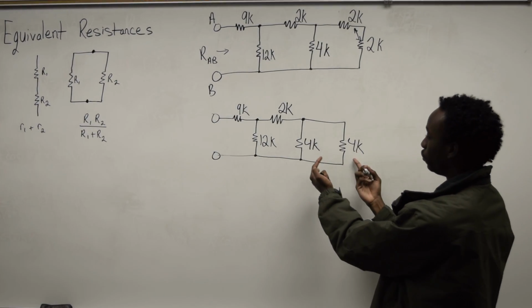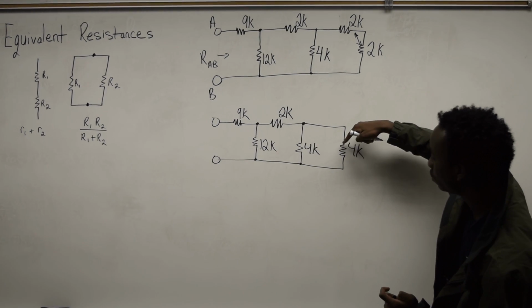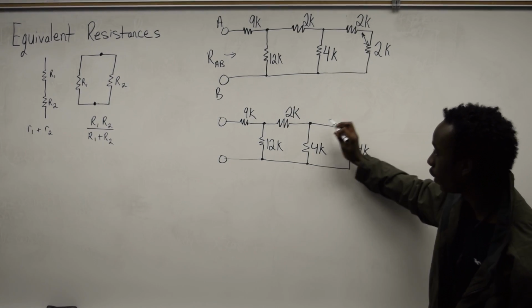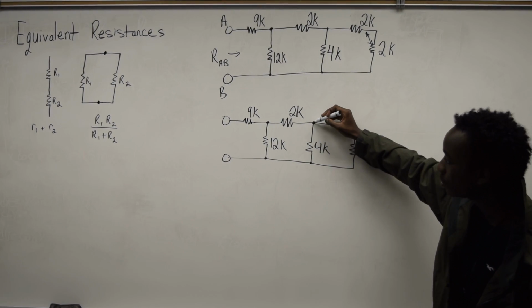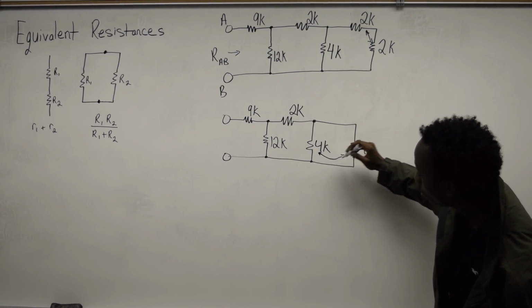These two resistors are going to be in parallel. Why are they in parallel? Because this resistor starts at this node and ends at this node, if you follow the trail. And the same with this resistor. It starts at this node and ends at this node. So we can combine these two.